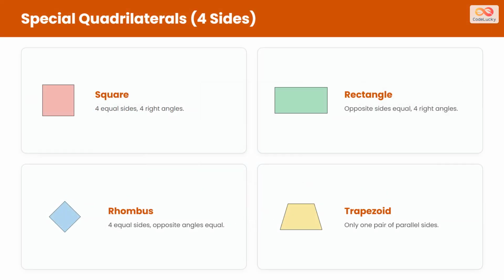Quadrilaterals, or 4-sided shapes, have special names too. A square has equal sides and corners. A rectangle has equal opposite sides. A rhombus looks like a slanted square, and a trapezoid has just one pair of parallel sides.